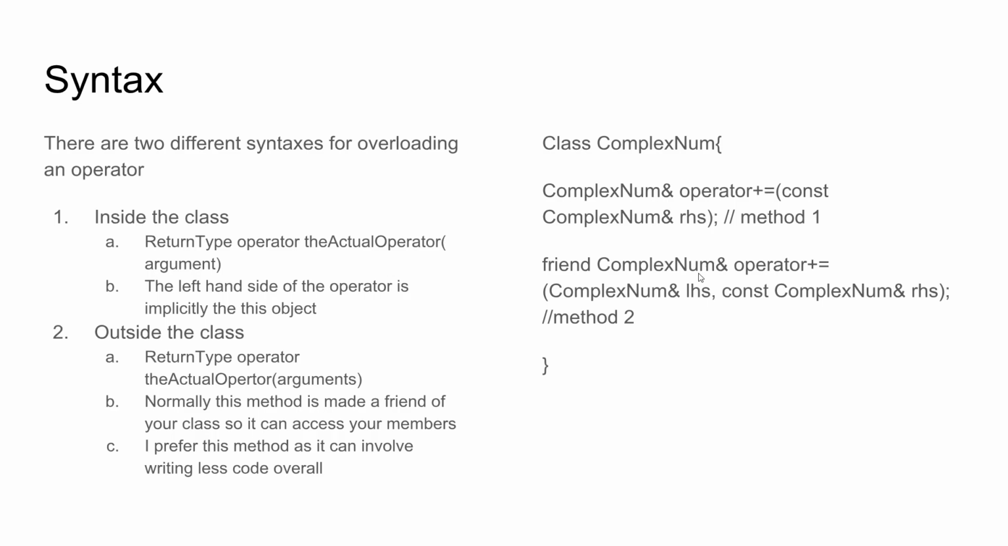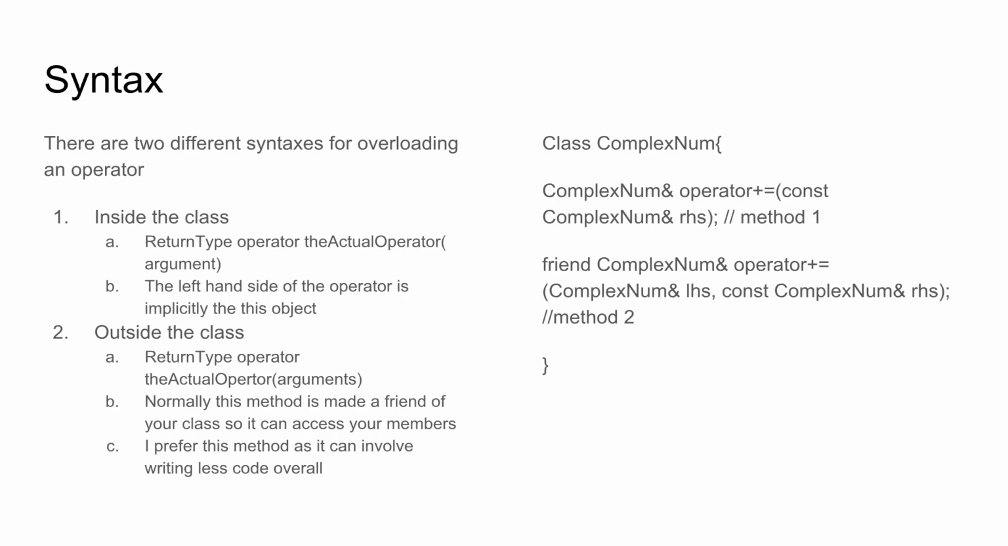But on the outside, we can say who's going to be doing what, right? Who's going to be on the left-hand side, who's going to be on the right-hand side. So then I could define complex number operator plus, and my left-hand side could be an integer, and my right-hand side could be a complex number. So that's how I could make myself symmetric with the other types that I want to support.